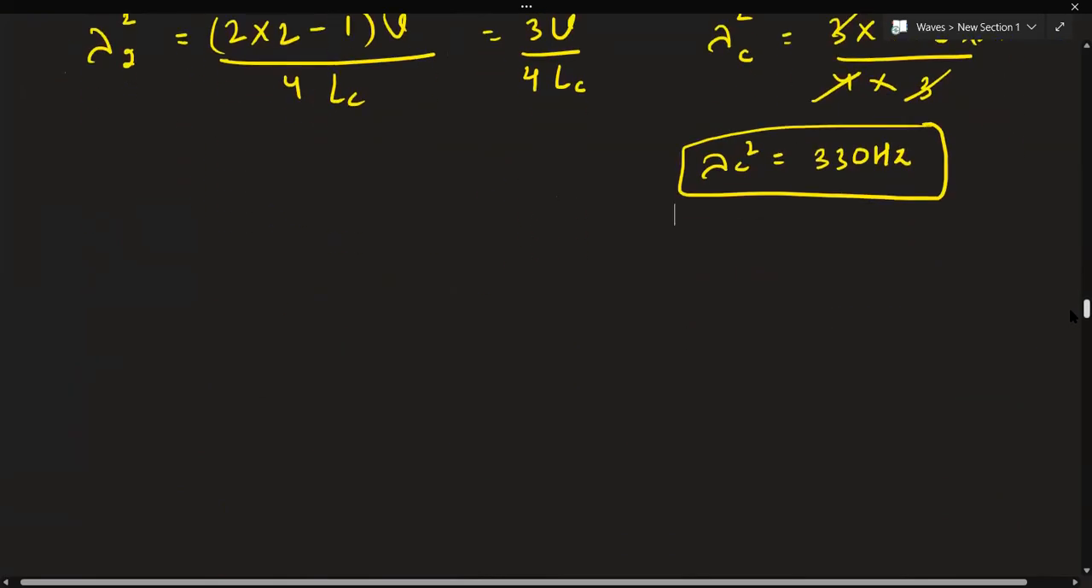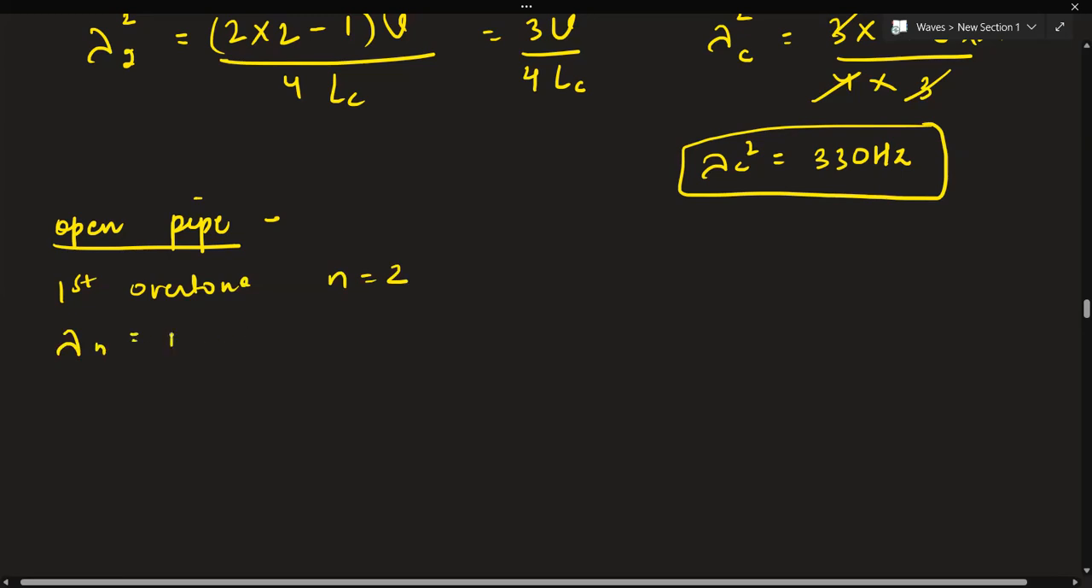Now everything so far was regarding the closed organ pipe. If we write everything for the open pipe, again we have to calculate it for the first overtone only, and first overtone means n is equal to 2. So the frequency is given by nv divided by 2 times the length of the open organ pipe. The frequency of the open organ pipe for the second harmonic or the first overtone is given by n equal to 2 times the velocity, divided by 2 times the length.